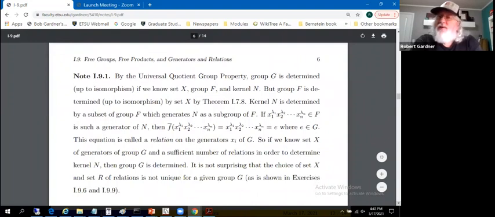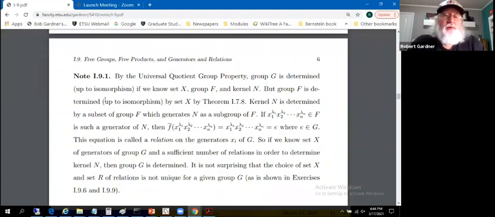and introduce a little bit more vocabulary and talk about the thing I claimed I was most interested in, group presentations. Group presentations are based on generators and relations. So first note, by the universal quotient group property, as just mentioned from the Gallian book, group G is determined up to isomorphism if we know set X, group F, and the kernel N of the homomorphism that was guaranteed to exist.